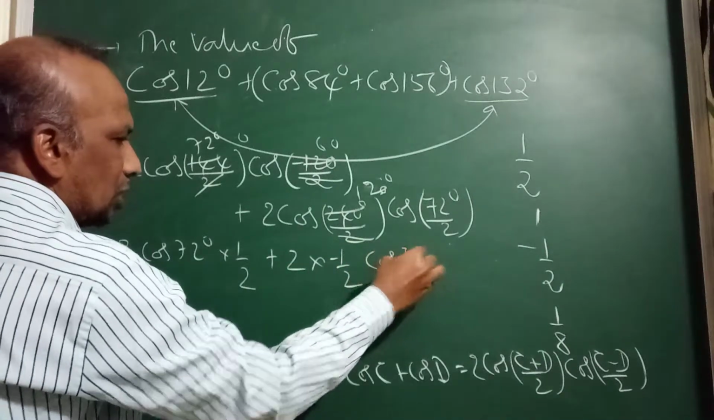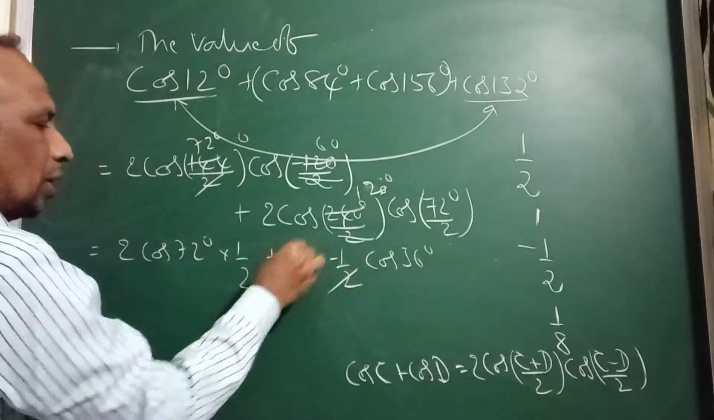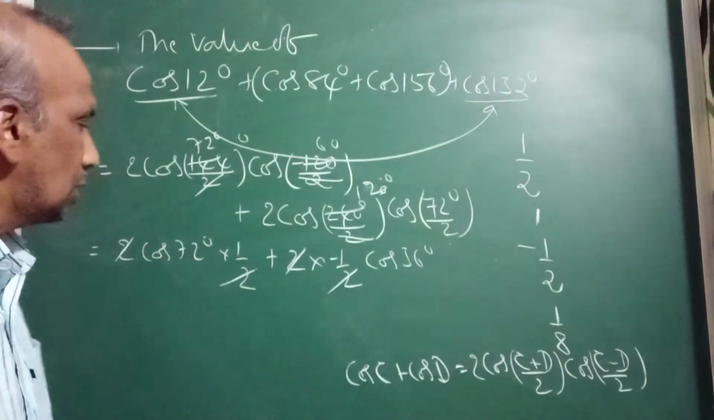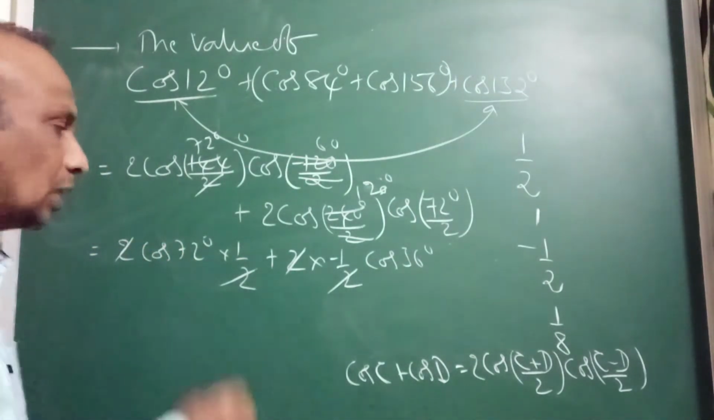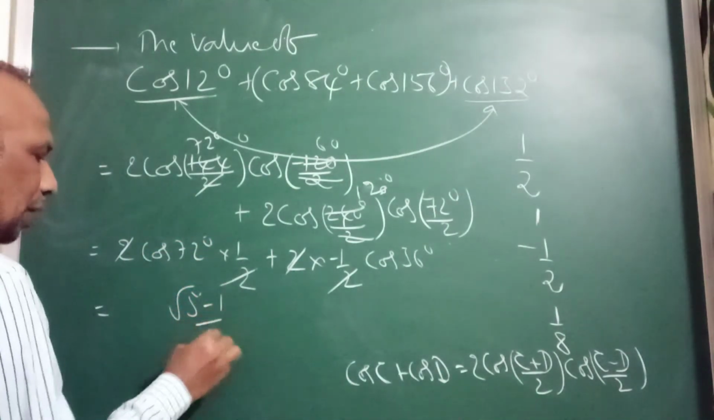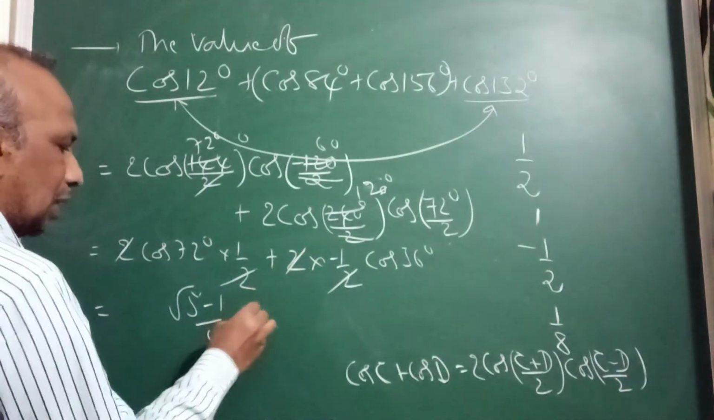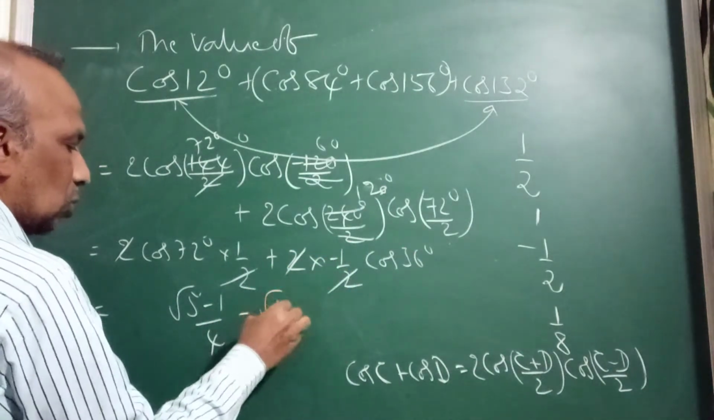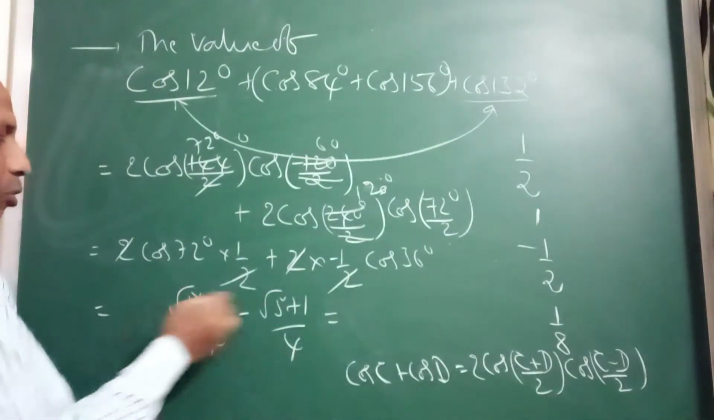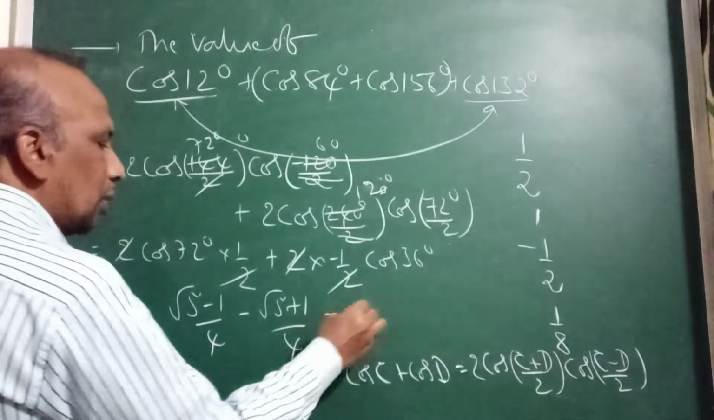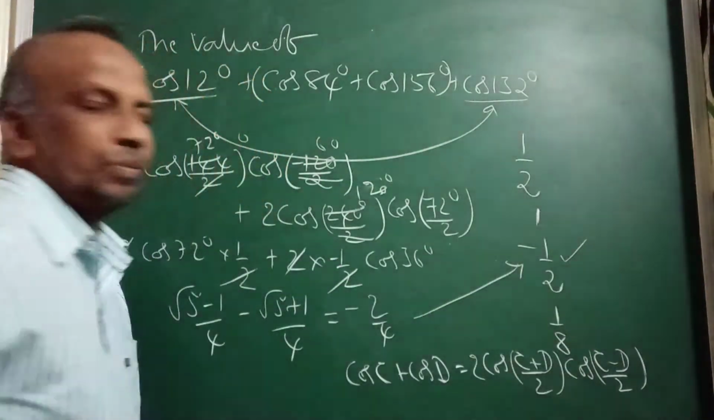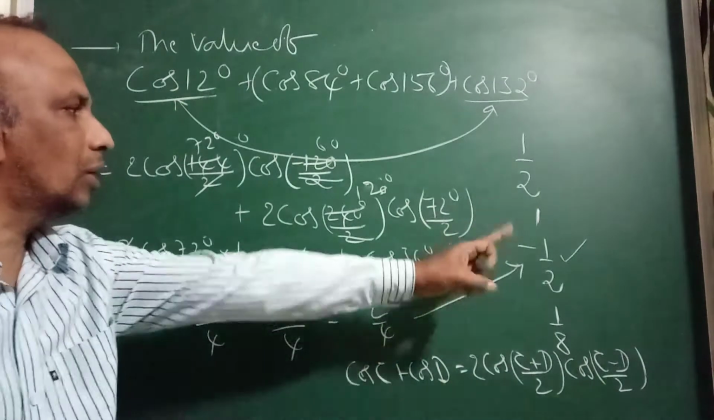This is cos 36 degrees. So this one I can eliminate 2. Cos 72 is nothing but sin 18. This value we know, cos 72 or sin 18 we have root 5 minus 1 by 4, minus cos 36, or root 5 plus 1 by 4. You simplify this, root 5 minus root 5 gets cancelled. You get minus 2 by 4. Answer is minus 1 by 2. Minus 1 by 2, that will be your answer.